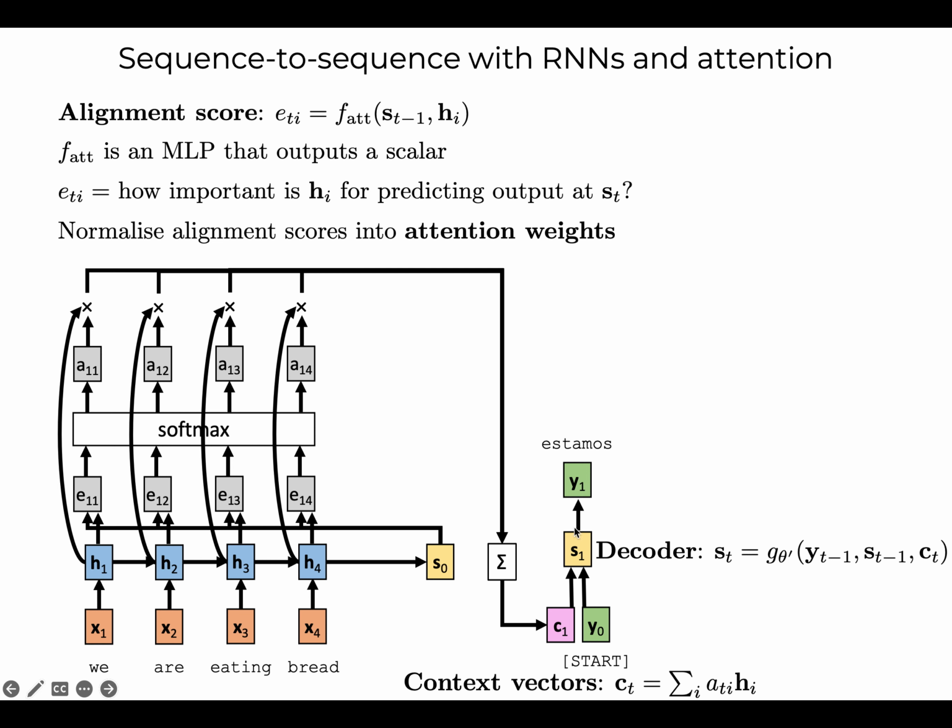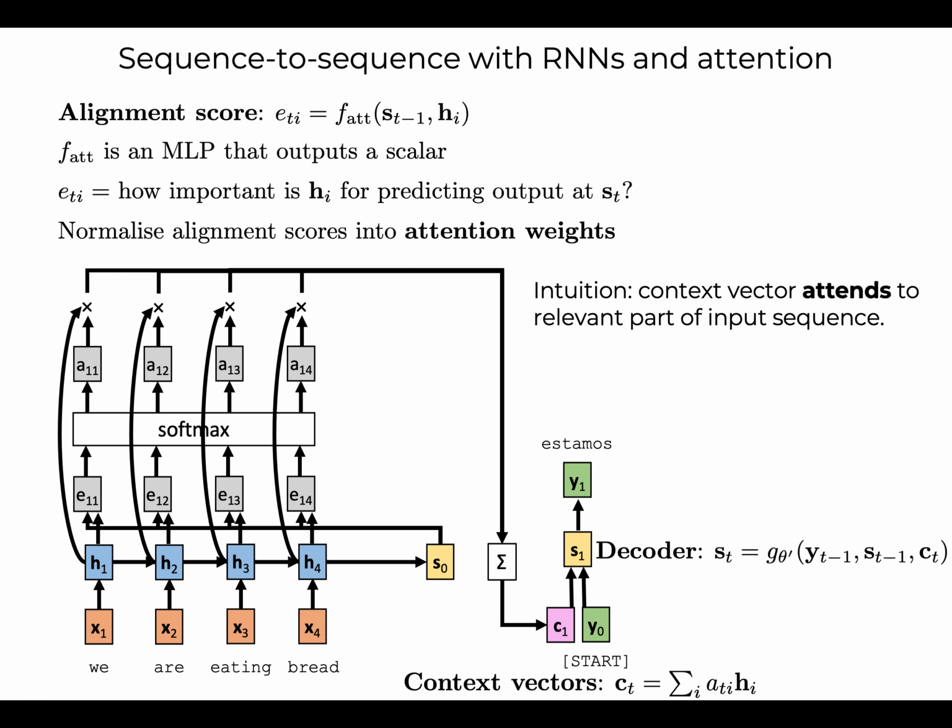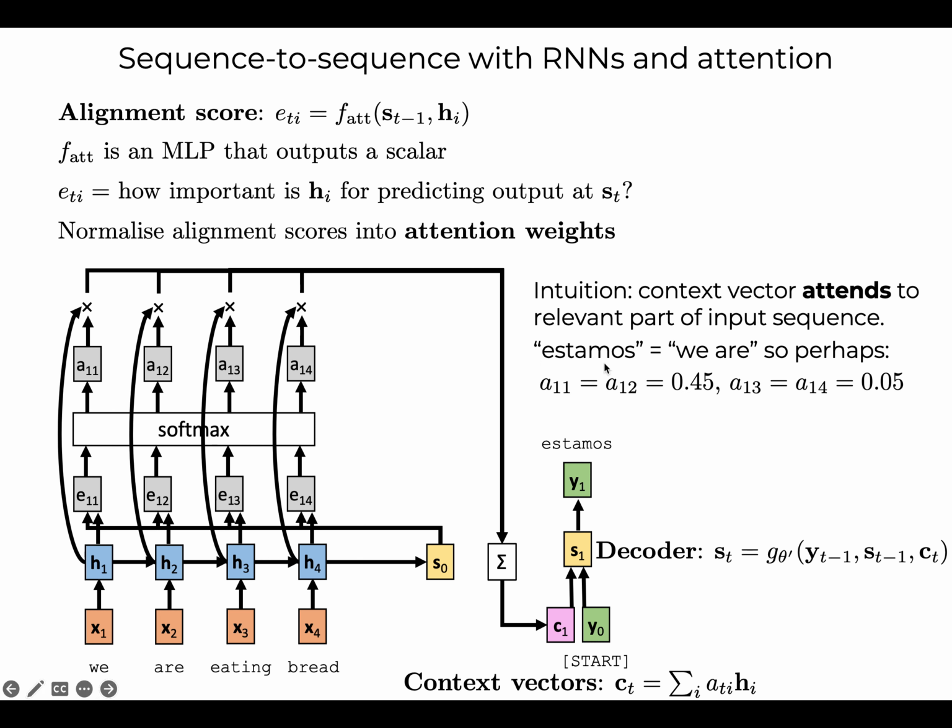So from the decoder hidden state, we can then transform this to our output. That would be the probability distribution over all of the words in Spanish, and the most likely one is this word estamos. So the intuition here is that the context vector is attending to relevant parts of the input sequence. In this case, the word estamos roughly means we are.